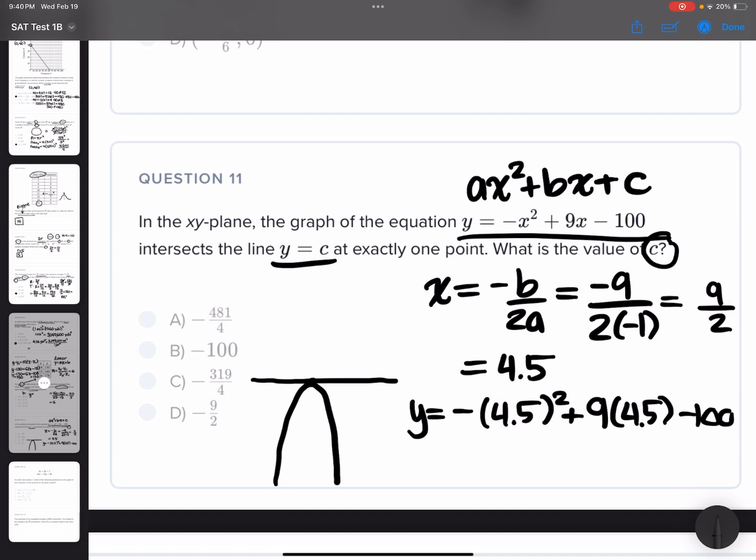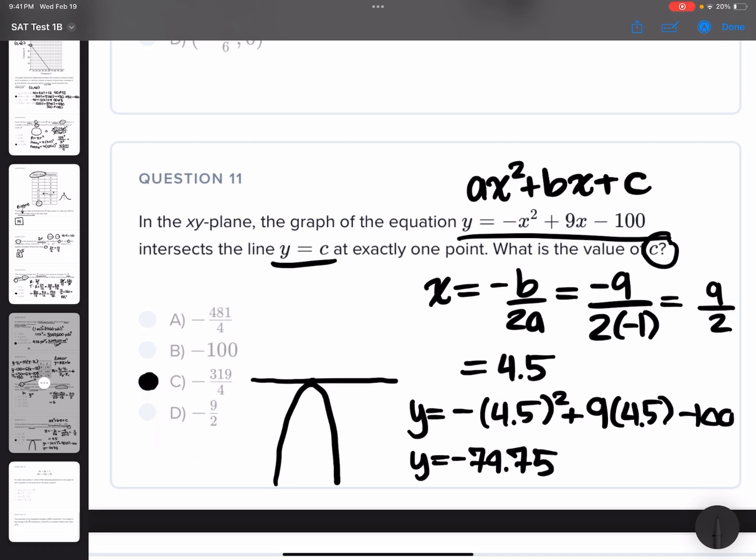9 times 4.5. And I'm just algebraically solving it right now, showing that there is a way to mathematically solve it if you're kind of freaking out. So this minus that minus 100, get a negative value. Y equals negative 79.75.